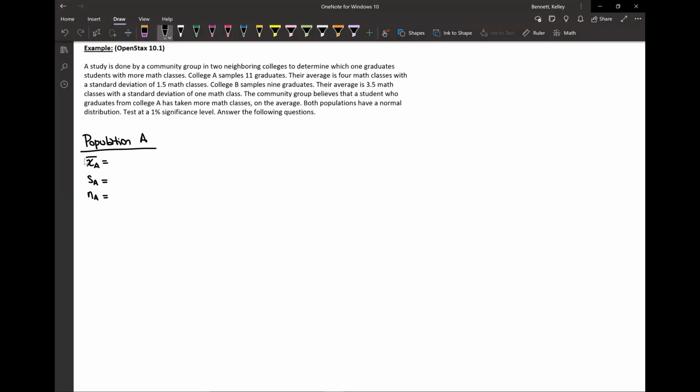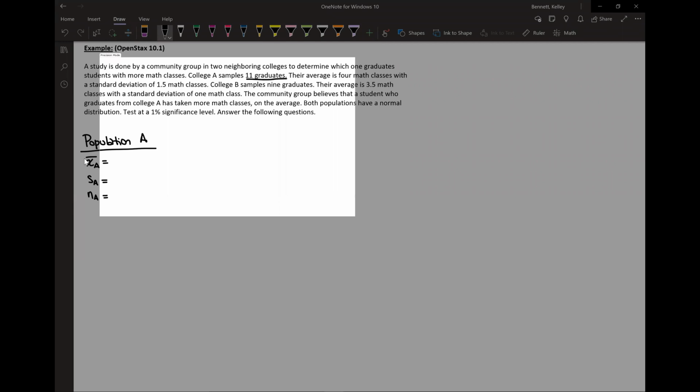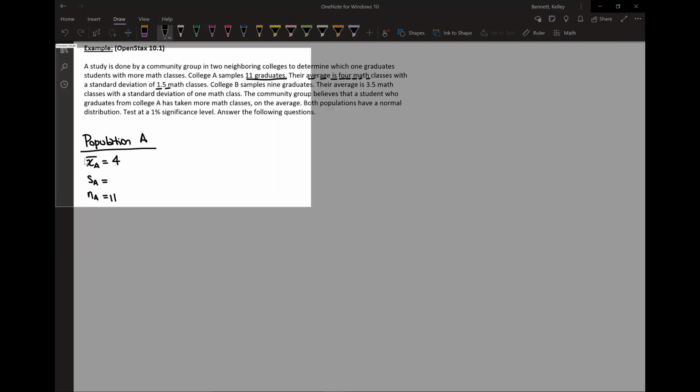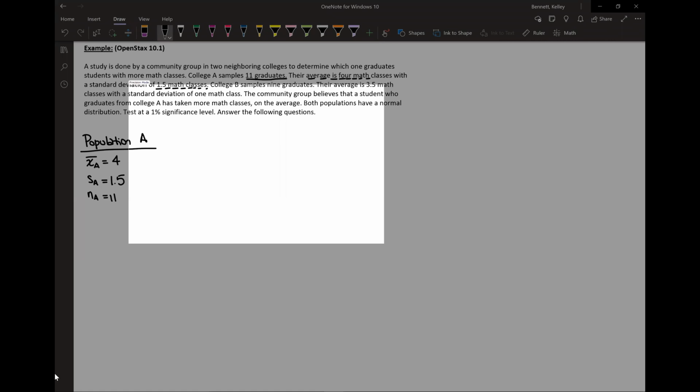College A samples 11 graduates. That's my sample size for A. Their average is 4 math classes, so that's X A bar. And the standard deviation for that sample is 1.5. Okay, and then I'm going to repeat the process for Population B. Their average was 3.5. They sampled 9 people, and their standard deviation was 1, I'll put 1.0.